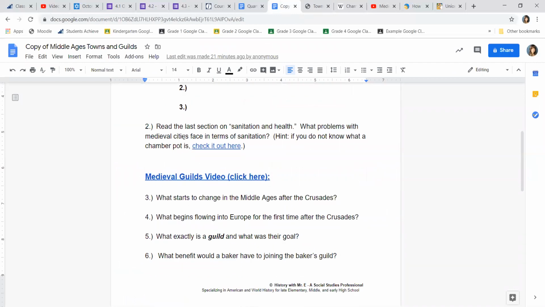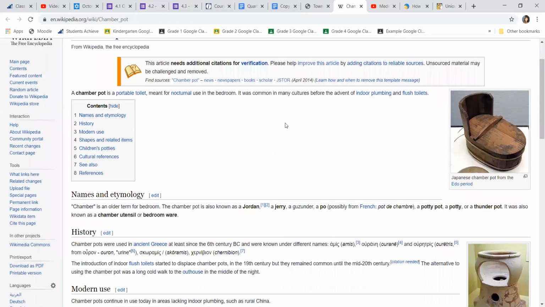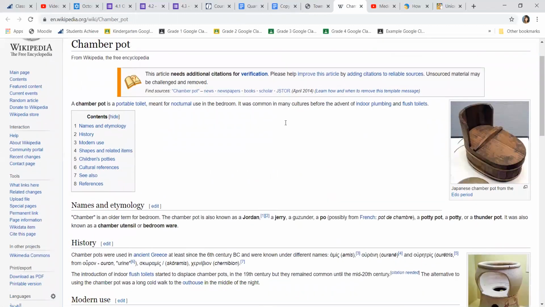Then, especially with the part on sanitation and health, what problems did medieval cities face in terms of sanitation? I already briefly discussed that, especially how all of the stuff emptied from a chamber pot was just put into the streets where people were walking, and that could also get into the water sources. If you click on the link here, it's going to give you a brief idea of what chamber pots would have looked like.